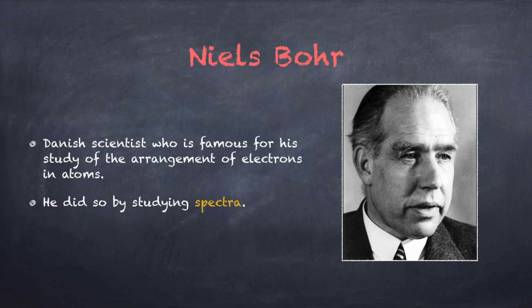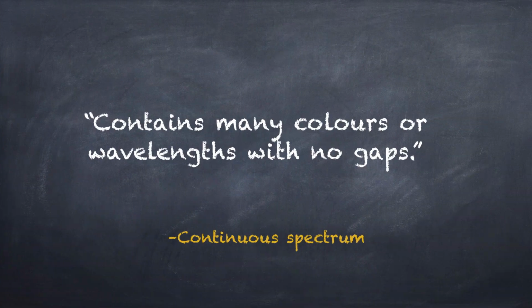Niels Bohr, a Danish scientist, was the first to shed some light on the arrangement of electrons in atoms. He did this by studying spectra. A continuous spectrum is defined as a spectrum containing many colours or wavelengths with no gaps.